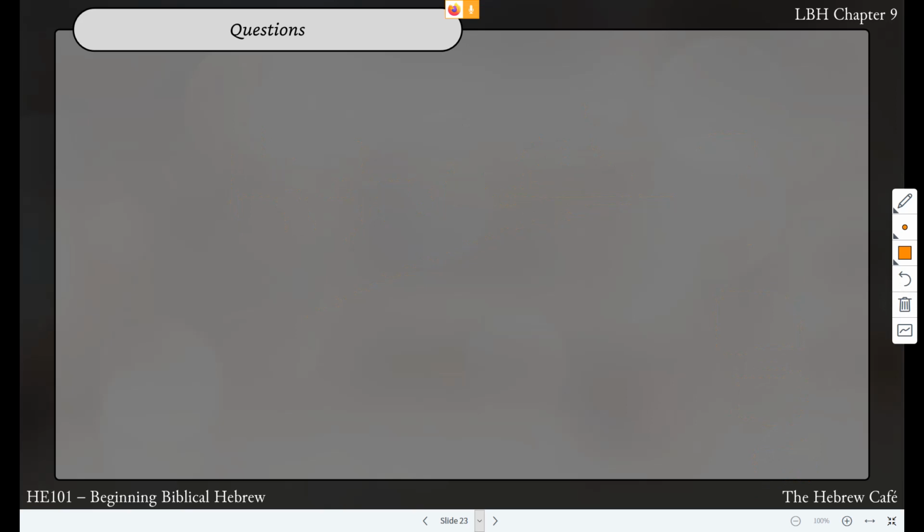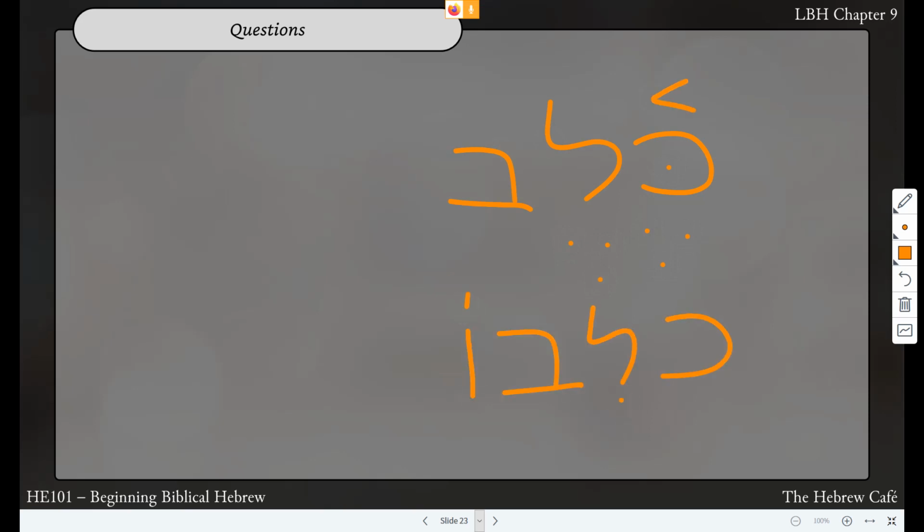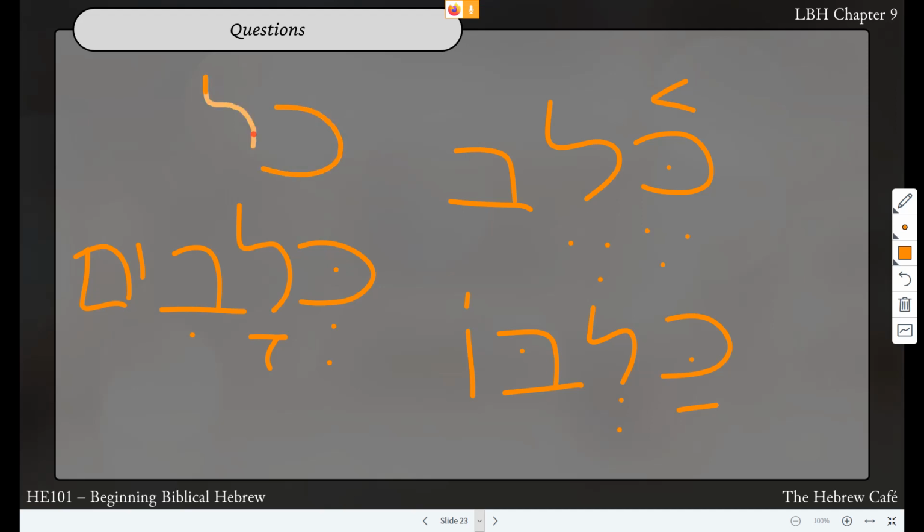Like Kelev. You have to know that you've got Kelev, and you have to know that you've got Kalbo, his dog. You have to know that you have Klavim. Once you know the forms, you can work back into the historical. You can work back from here. You've got Kalab, and from here you've got Kalb. You can work back into it because you know the forms, but if you don't know the forms, I don't know how you can do it.